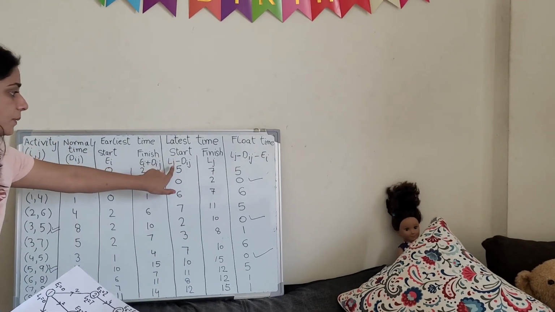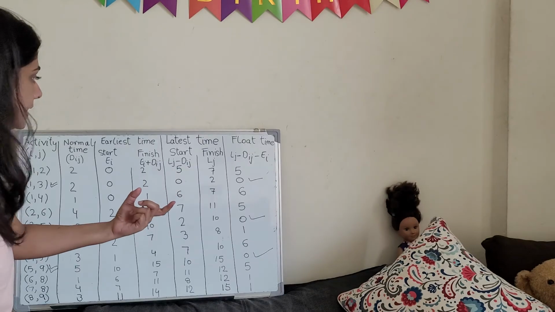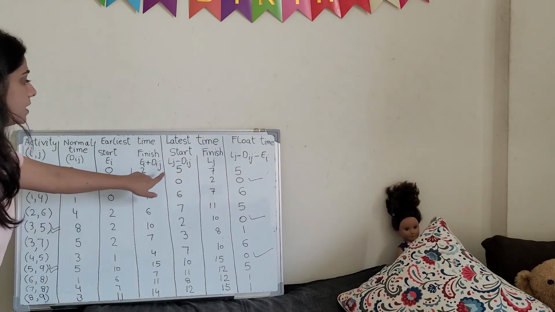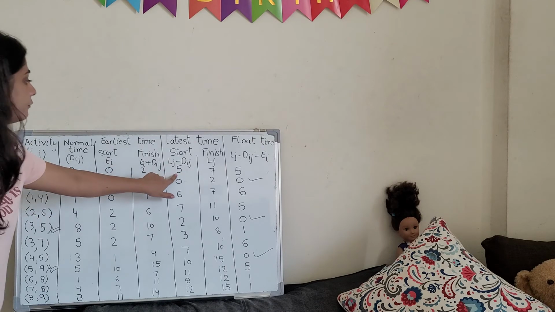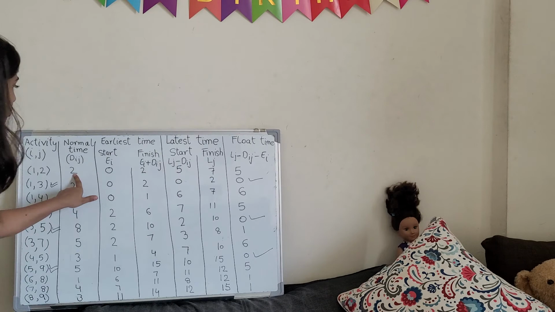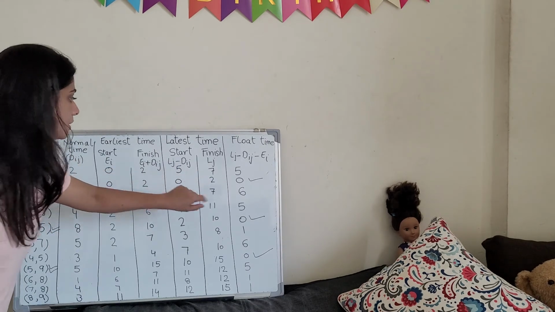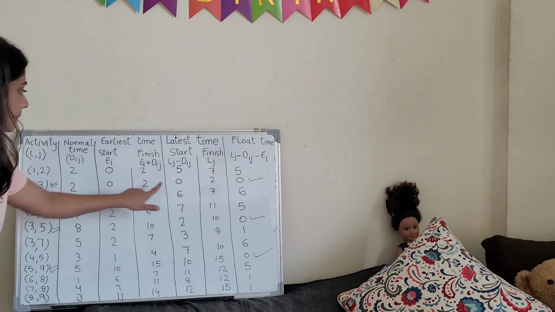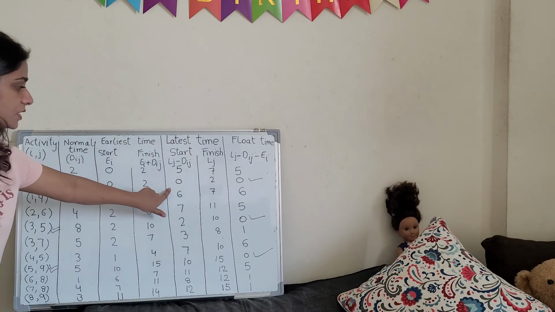Now the start column formula will be Lj minus Dij. We are subtracting, right? For latest time we are subtracting. So Lj minus Dij. Lj is here and the duration is here. 7 minus 2 will be 5. 2 minus 2 will be 0. 7 minus 1 will be 6. So we are subtracting Lj minus Dij in this column.